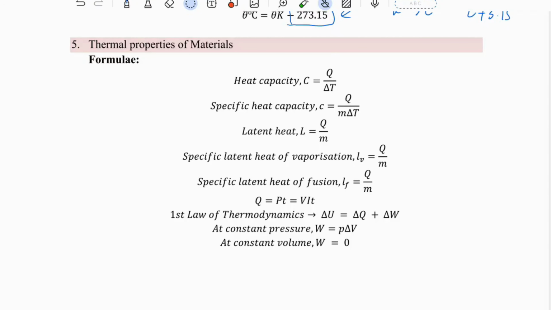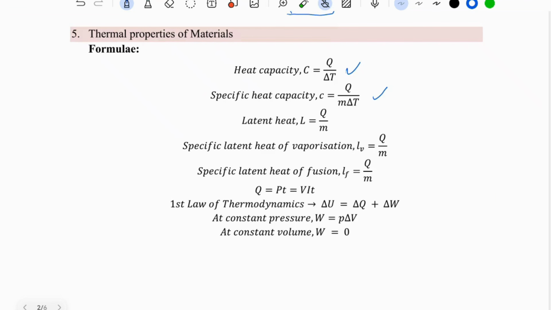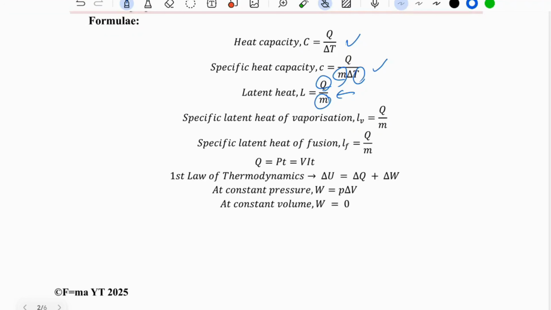Okay, now chapter 5, thermal properties of materials. First equation is heat capacity equals heat energy divided by change in temperature. Then we have specific heat capacity, which is more specific, which is amount of heat energy per unit mass per unit temperature change. Then we have latent heat, which is the heat energy divided by the mass. So latent heat is basically changing a substance from one phase to another phase without change in temperature. That's why there's no temperature in the equation.